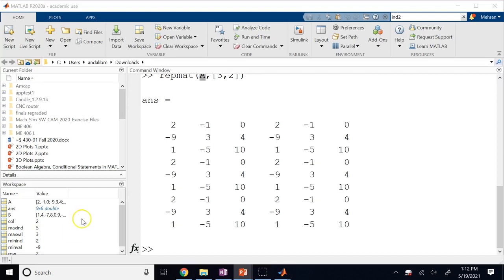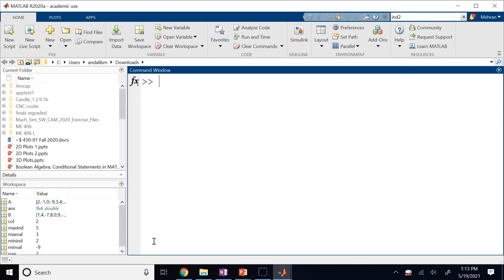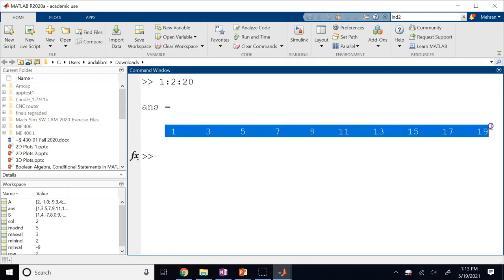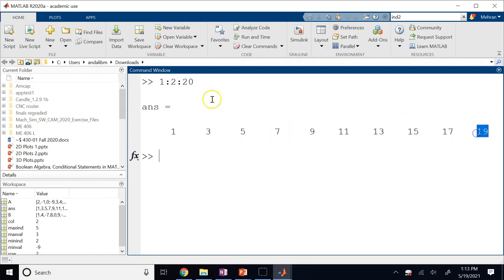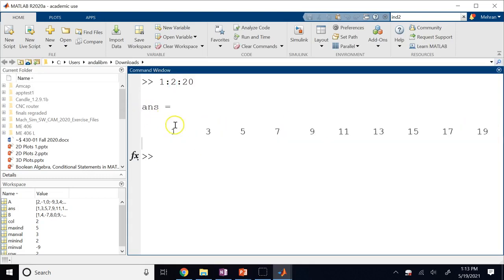So let's add a few more bonus material for you. Remember I told you the colon operator, right? If you want to create a bunch of numbers, let's say between 1 to 20 with an increment of 2, you say 1:2:20. Then it creates a bunch of data for you which are equally spaced. The space between them is 2. So we call this data equally, or we call them linearly spaced data.